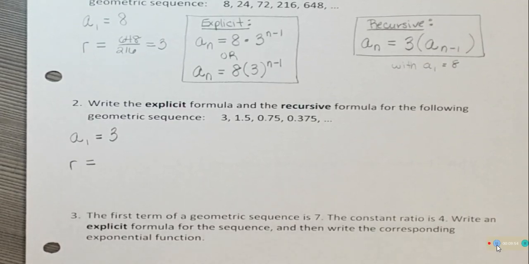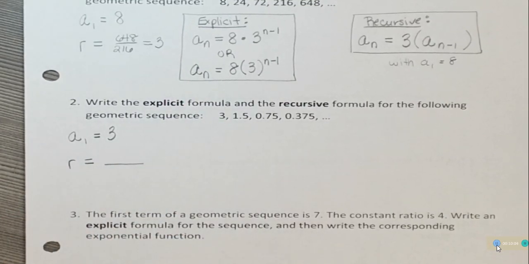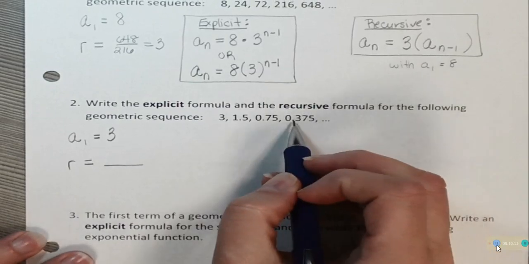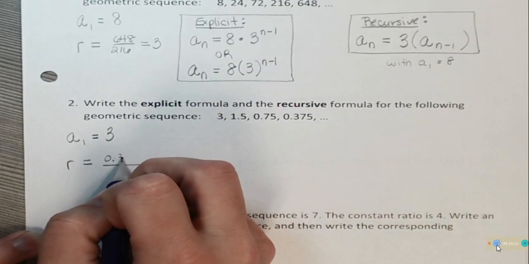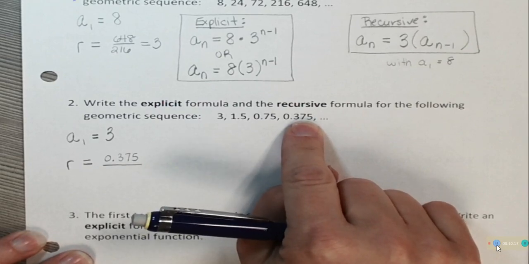Now, let's find our R. You can pick a term and divide by the previous, okay? So I have often said, if you struggle with this, this can get really confusing, but it doesn't have to. Pick the last term. The last term is 0.375. What is the only option for the previous term?